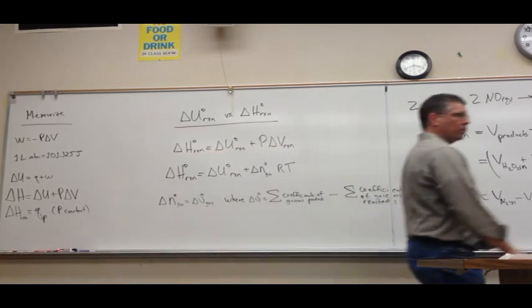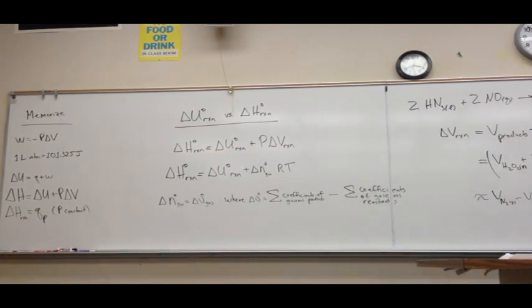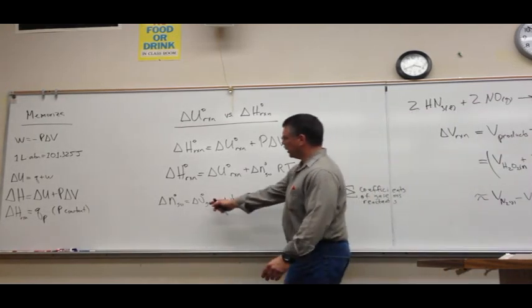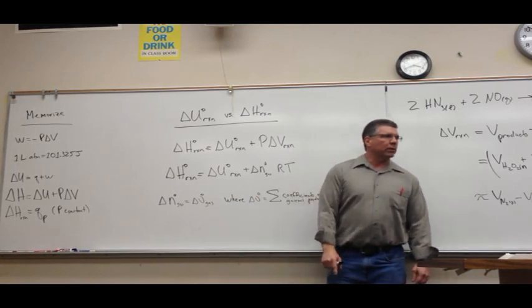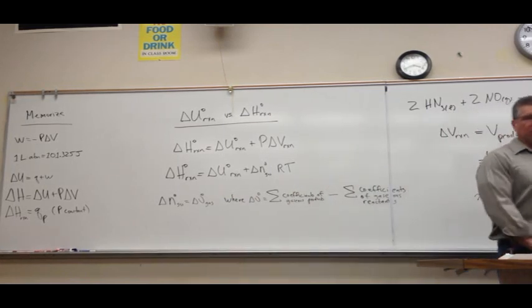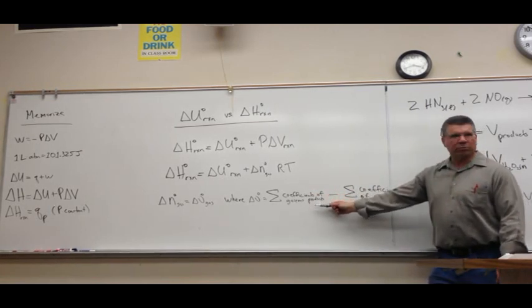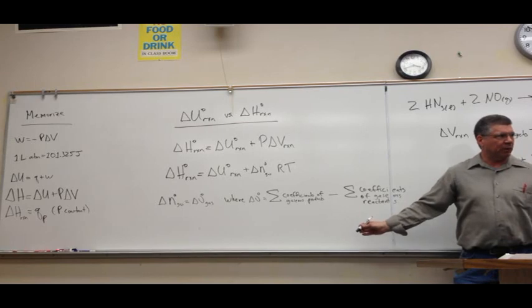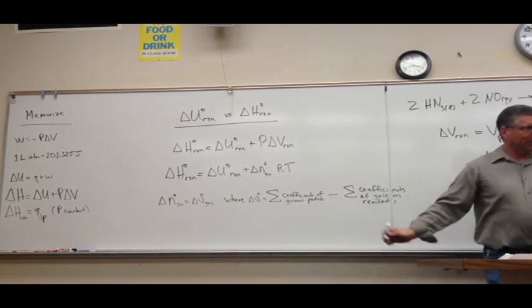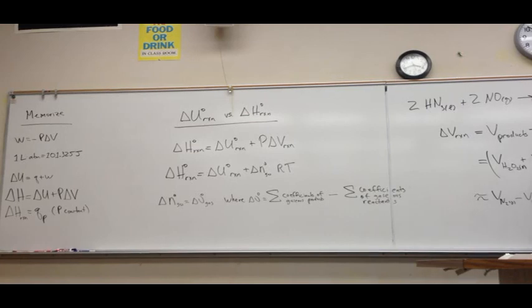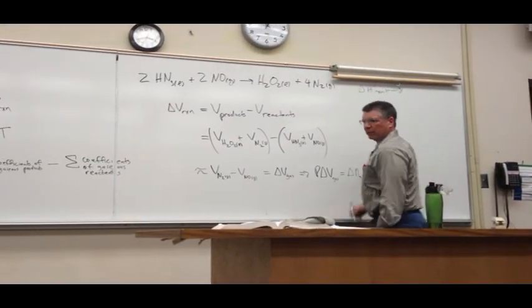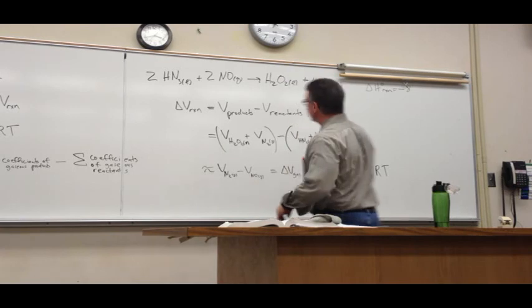The delta n gas that we have on the bottom is equal to delta V gas. Where, yeah, delta nu, it doesn't matter. It just means that's a nu. But all it stands for is the sum of the coefficients of the gaseous products minus the sum of the coefficients of the gaseous reactants. Which is these numbers right here, right? So what was that, 96? 96.33.